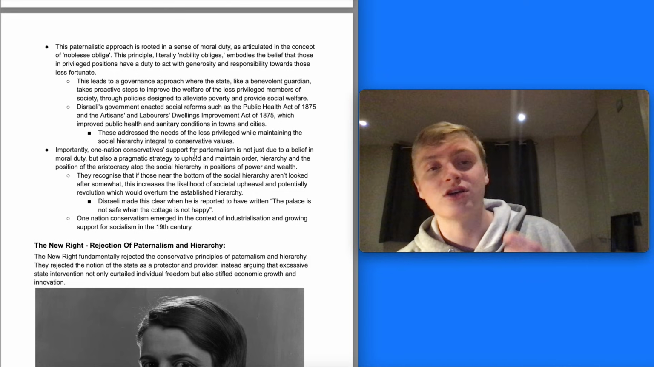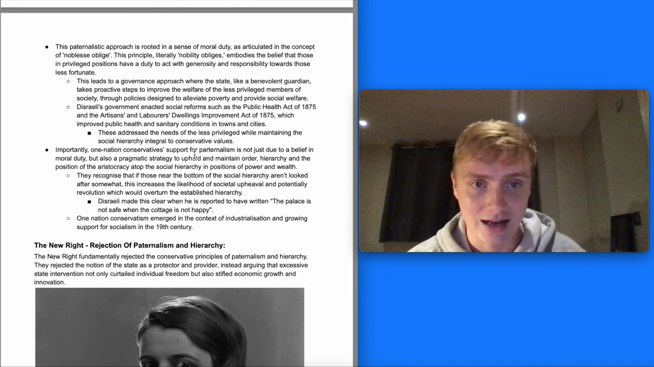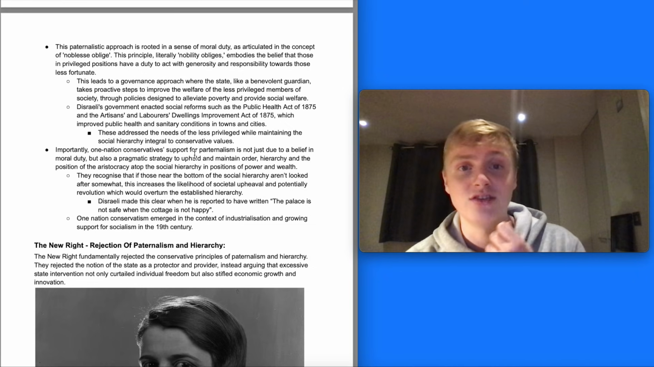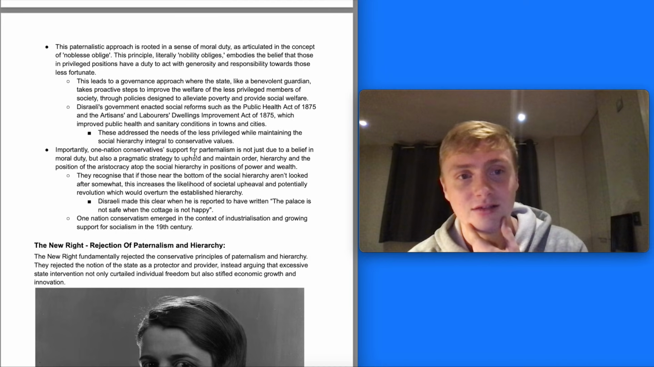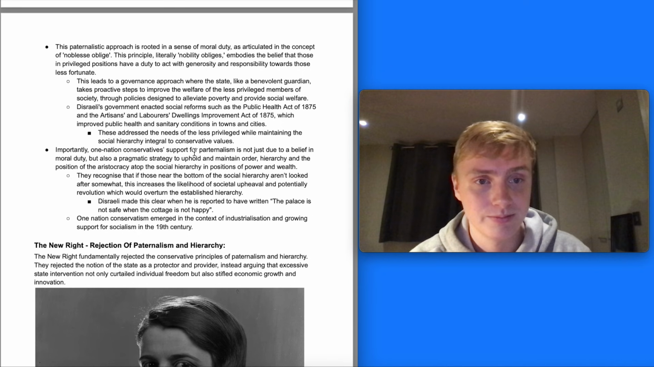It sees them as a benevolent guardian to help the welfare of those who are less privileged. And I've talked about these examples a number of times earlier in the video, but you see this in the Public Health Act and a couple of other acts, including the Factory Act and the Artisans and Labourers Dwellings Improvement Act under Disraeli's government.